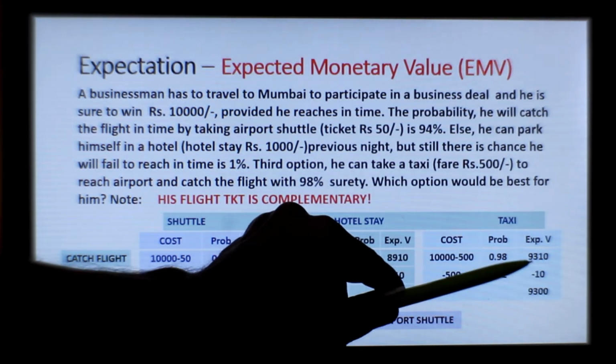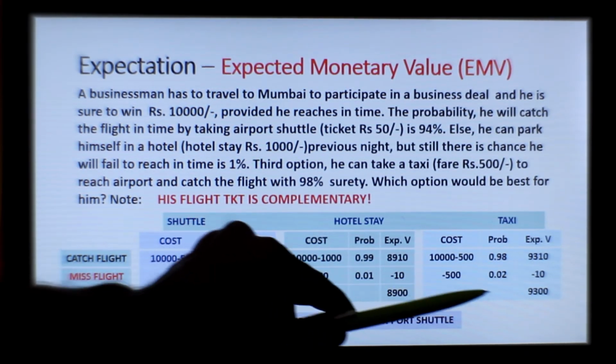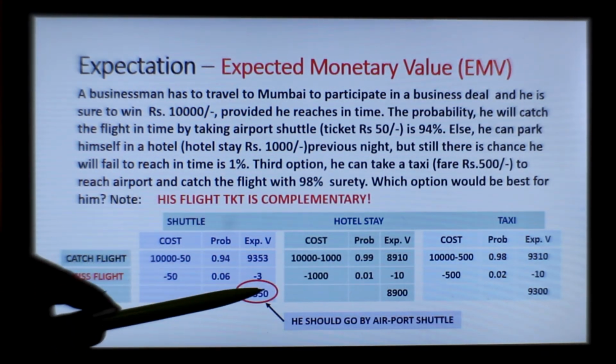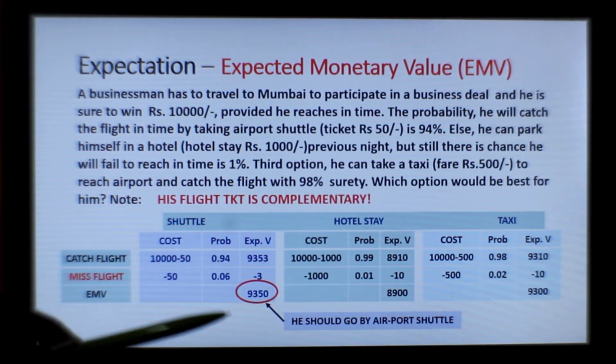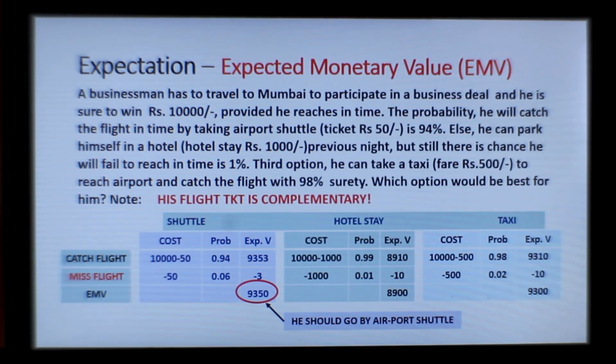His expected value is 9310, and if he misses it, he will lose this much. So in all the three scenarios, the expected value is 9350, 8900 and 9300. So obviously taking the shuttle is the best possible option for him.